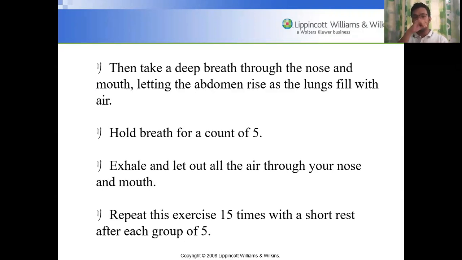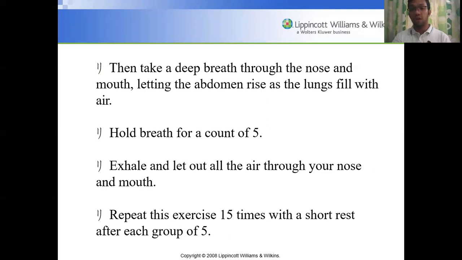And instruct the patient to take a deep breath through the nose, letting the abdomen rise and the lungs fill with air. Tell the patient to hold their breath by counting up to 5. After they count 5, exhale and let out all the air through their nose and mouth. Repeat this exercise 15 times with a short rest after each group of 5.